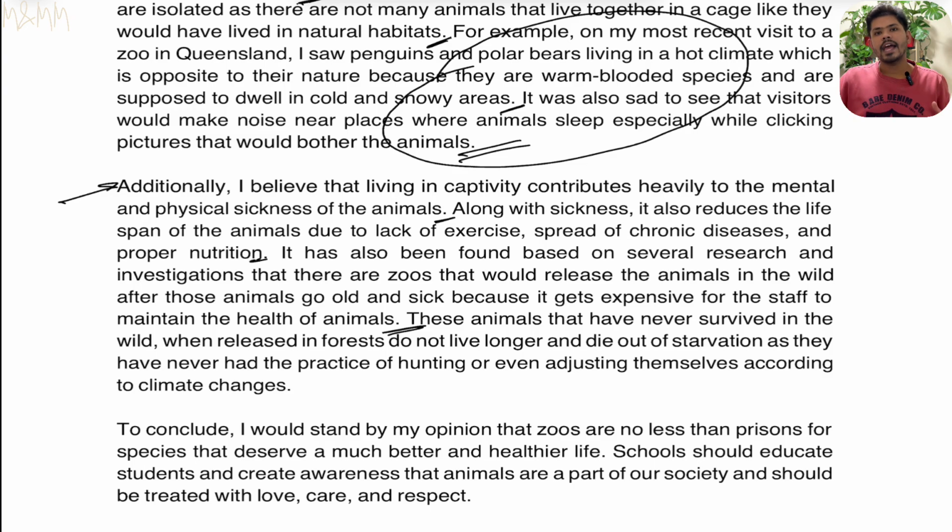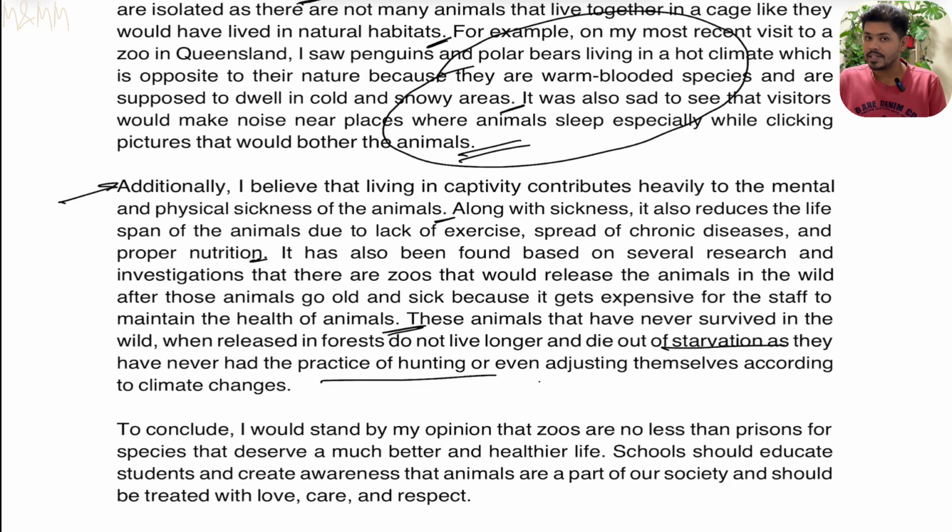So now that animal is out there, it has no experience of hunting and living in the wild. It has always lived in captivity. So again, the animal would struggle and maybe die of starvation. That is what I've tried sharing here. These animals that have never survived in the wild, when released in forests, do not live long and die of starvation, as they've never had the practice of hunting.